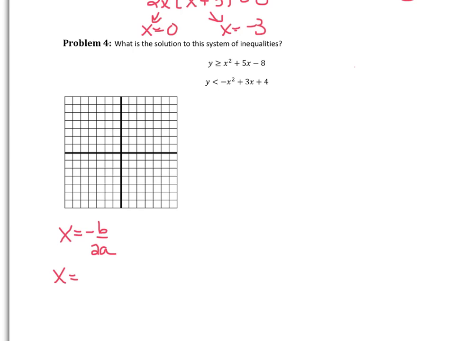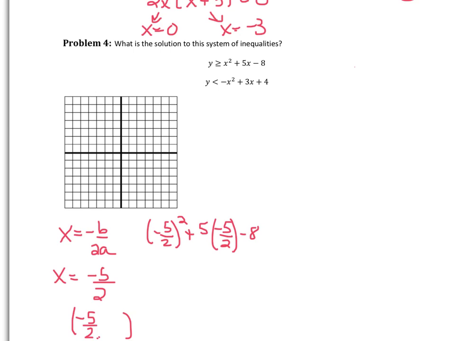axis of symmetry. So x is going to equal -5/2, and that's going to be the x-coordinate for the vertex. And if I substitute -5/2 in for x, I get y is greater than or equal to quantity -5/2 squared plus 5 times the quantity of -5/2 minus 8. And then that's y is greater than or equal to 25/4 minus 25/2 minus 8.